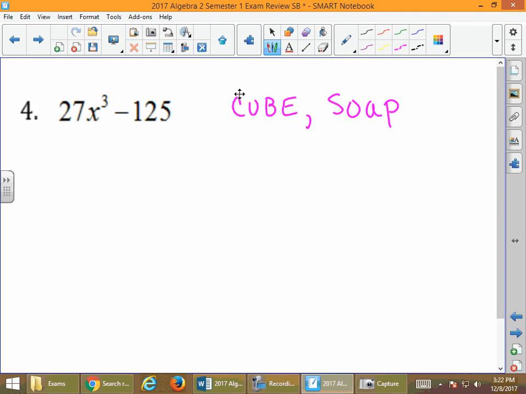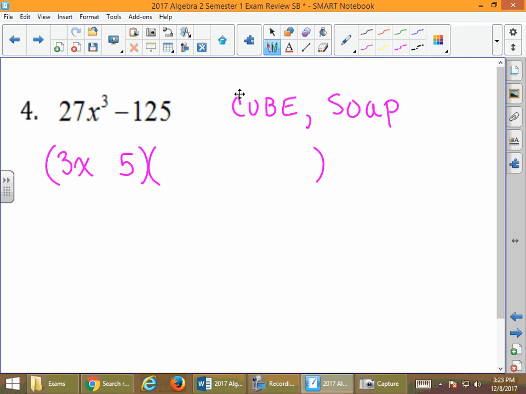So first of all, what we do is we're going to turn this into a binomial and a trinomial. Binomial means 2 terms, trinomial means 3 terms. We're going to take the cubed root of 27. Again, 27 is 3 times 3 times 3. The cubed root of 27 is 3. The cubed root of x cubed is x. And the cubed root of 125 is 5.